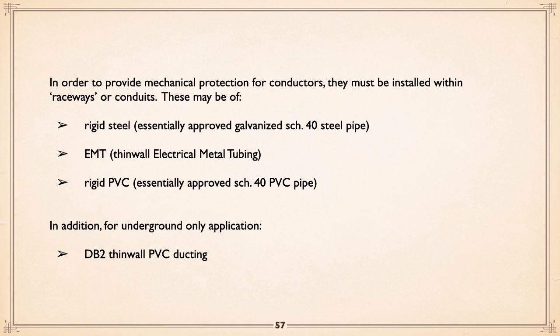Conduits, rigid steel. Essentially what it is, it's like galvanized Schedule 40 pipe. It has to be approved as conduit, but basically it is galvanized Schedule 40 pipe. It threads the same as everything else. EMT, thin wall electrical metal tubing. Basically, you'll see rigid steel is allowed underground.